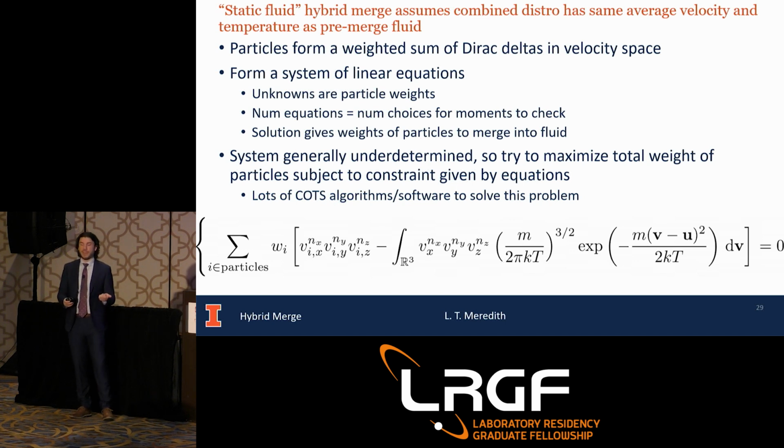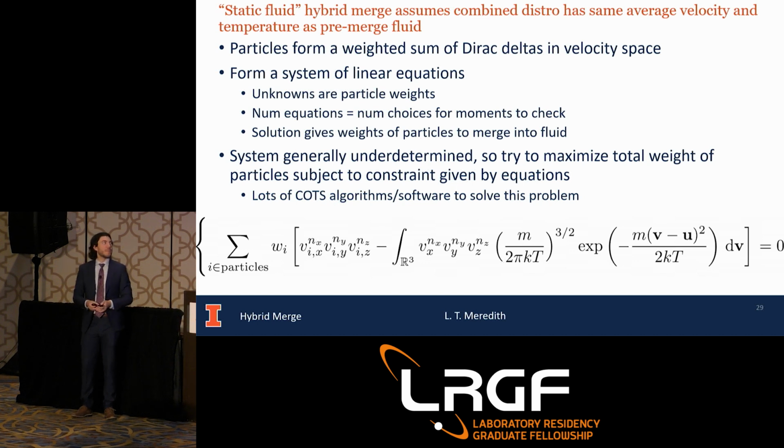Given this assumption, and the assumption that particles form a weighted sum of Dirac deltas in velocity space, we can turn the equation from the previous slide into this mess here, which looks bad, but you'll note that it's linear in the particle weights, W. So we have a system of linear equations. This is just a scalar that you can compute.